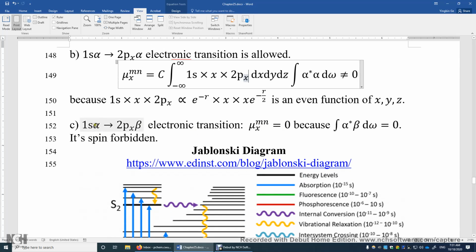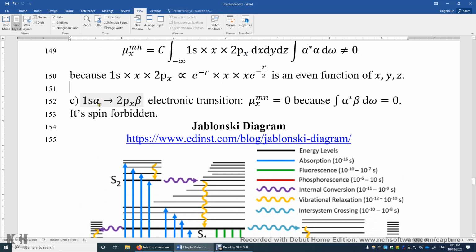Now let's look at this spin flip from alpha to beta. So we learned this from 1s to 2px, this electronic transition is allowed. But over here, we're talking about alpha to alpha transition. The electron spin is conserved, and this integral is simply 1.